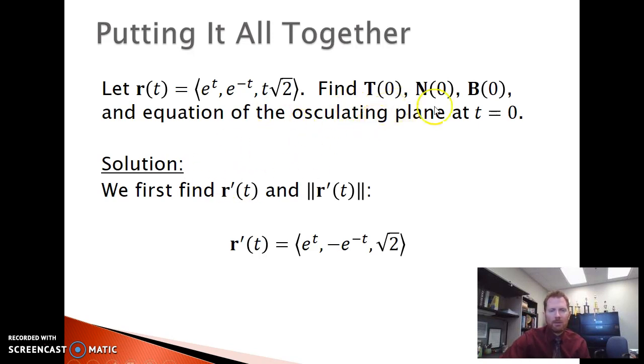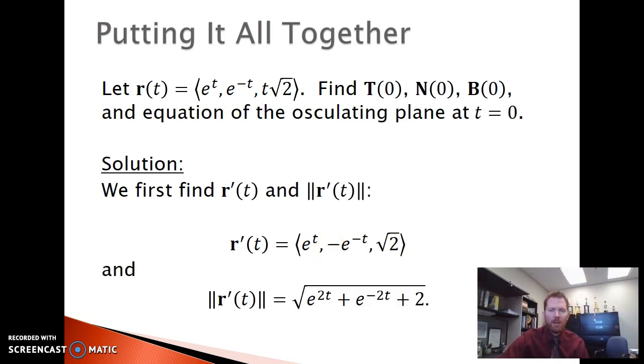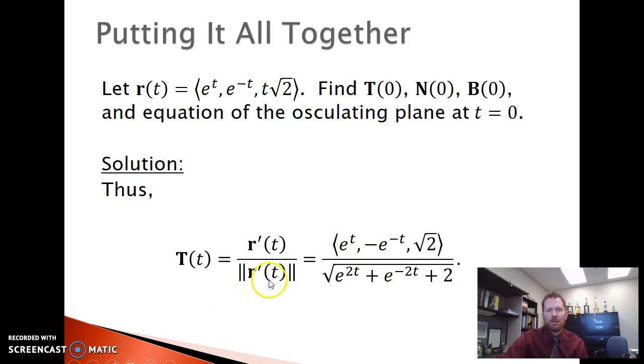Now we also need to find the magnitude of the derivative. So the magnitude will simply be the square root of the sum of the squared components. So it should look like that: the square root of e^(2t) plus e^(-2t) plus 2. Therefore, T(t) is the quotient of these two values, r prime of t divided by the magnitude of r prime of t, and it would look like this.